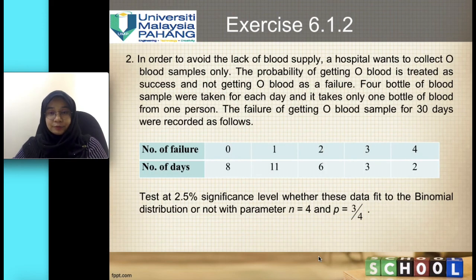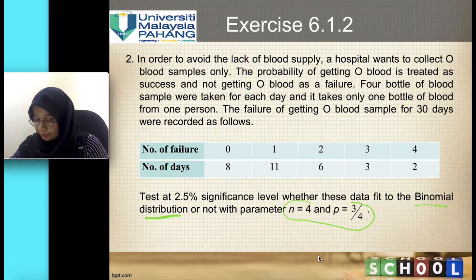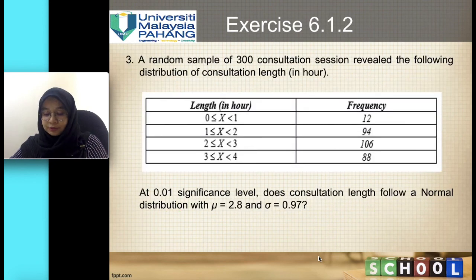Number 2 is about the binomial distribution. They give you the parameter, right? And you have to test, does it fit the binomial distribution or not? So the value for P is also given in your Google Classroom. So please try to do number 2 and also number 3.